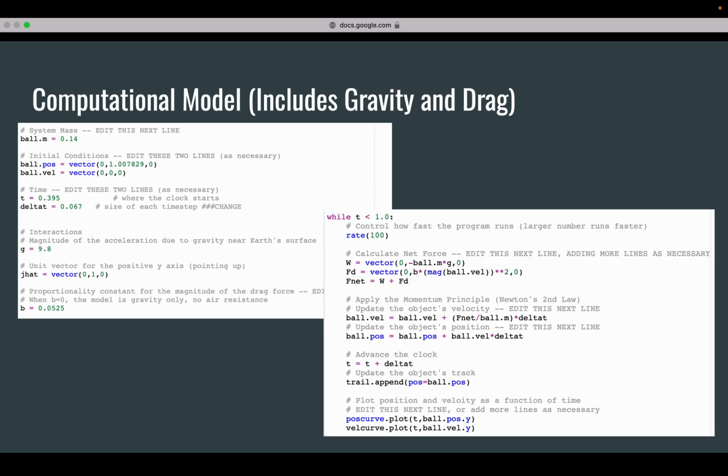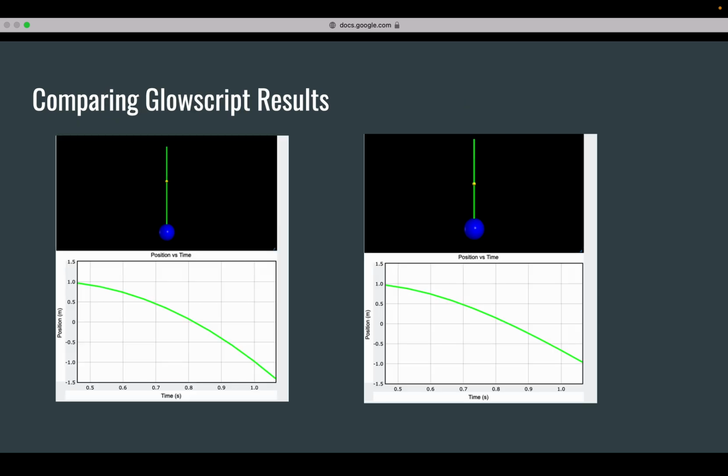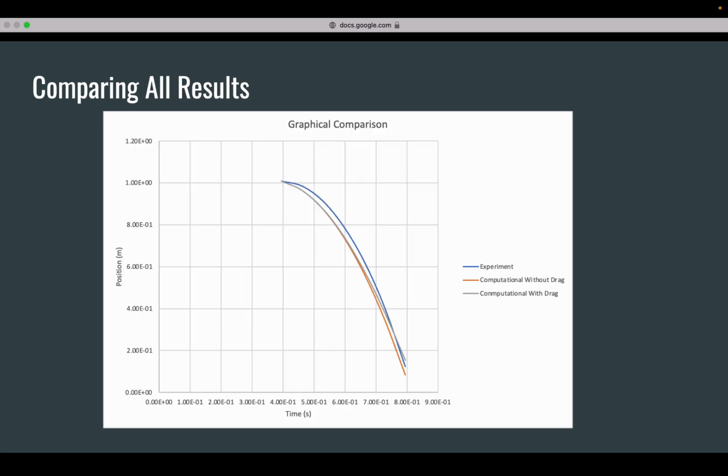For the second computational model, which includes both gravity and drag, there's a few differences. The main difference being the value of b, the proportionality constant, which is now 0.0525. I calculated this through trial and error until I found a value that gave me a final position equal to my tracker model's final position. Next, the net force is no longer just the force due to gravity, but now includes the drag force, which is calculated as Fd. Here are the GlowScript results for our 2 computational models, drag included on the right.